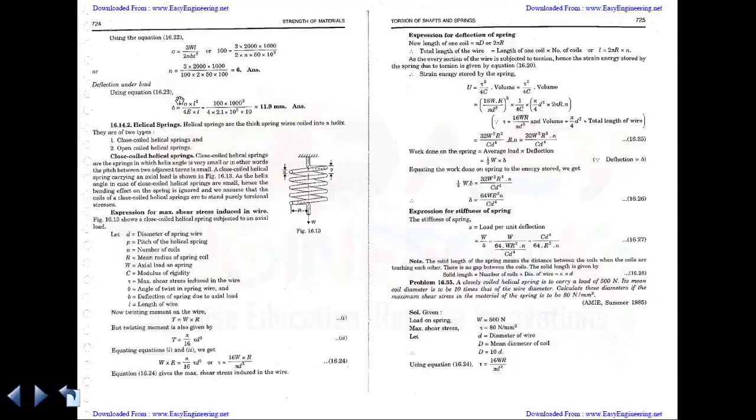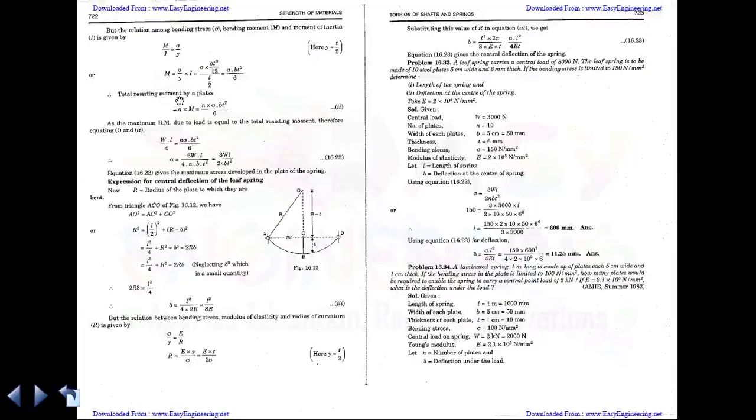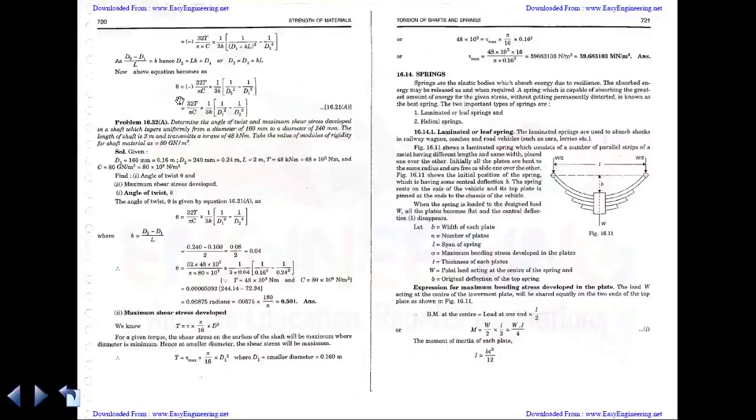So this is the problem for laminated springs, or what are called leaf springs. With this, the lecture gets over.